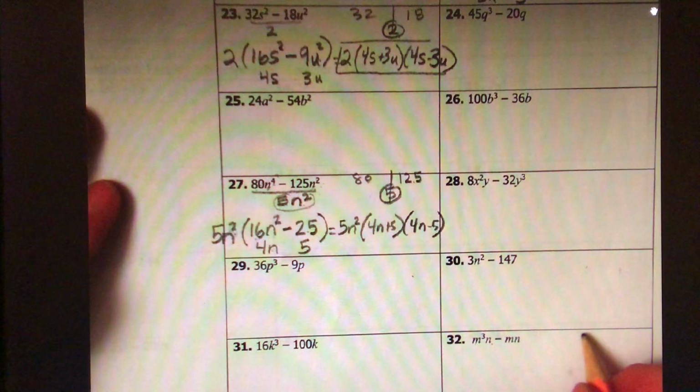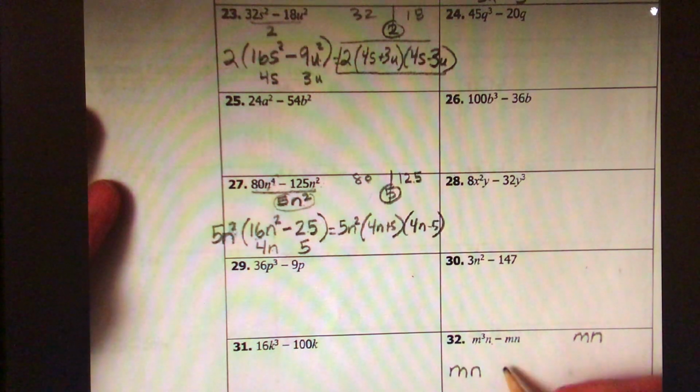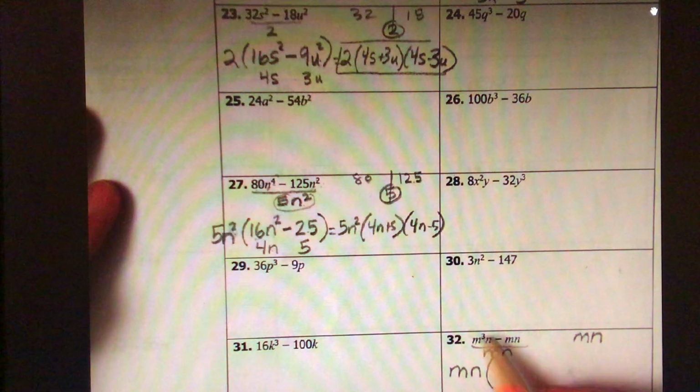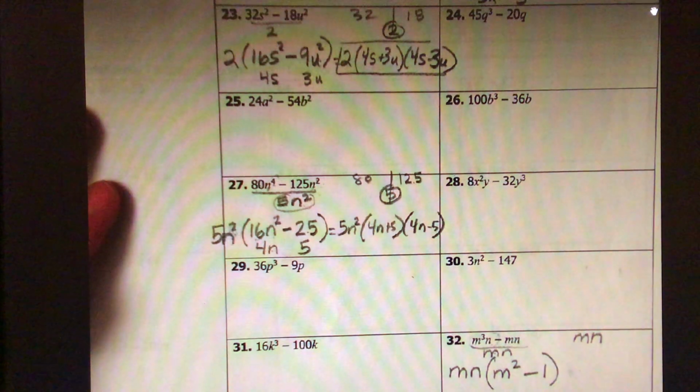So really, I can think about this as mn being my greatest common factor because it's in both. So pull out, extract your mn. And again, you can put it over here, if that helps. And then I'm going to end up with m squared, because I'm just dividing this term by this term. Minus, well, mn over mn is just 1. So m squared minus 1. And this is so fun, because these are both square numbers. So I have my square roots, m and 1. So I have mn outside, m plus 1, m minus 1.